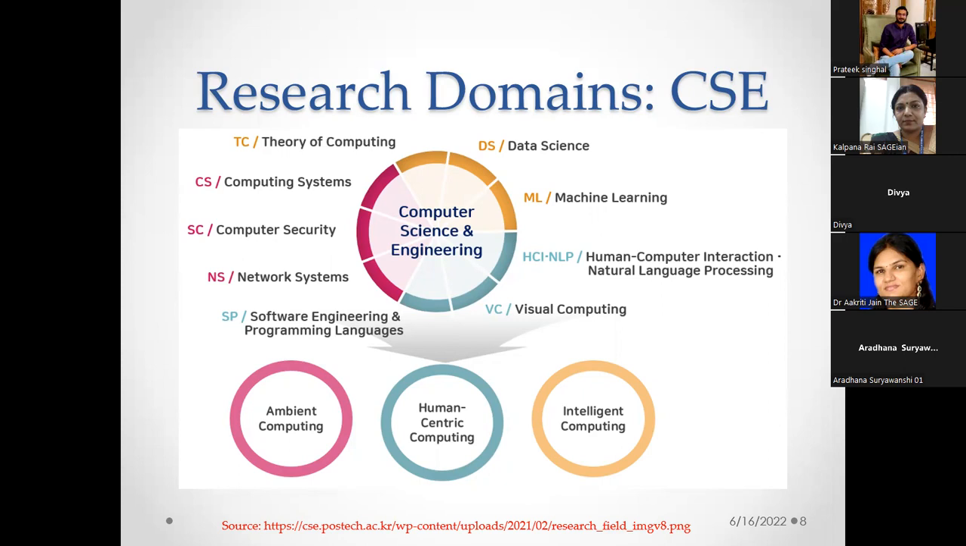Then computing systems, where you can go for innovations or novelty in green computing, then cloud computing, then quantum computing, like that. Then theory of computing is again one part of the research area.